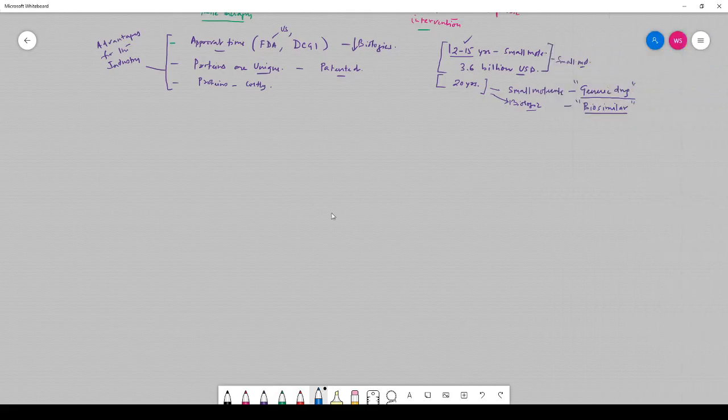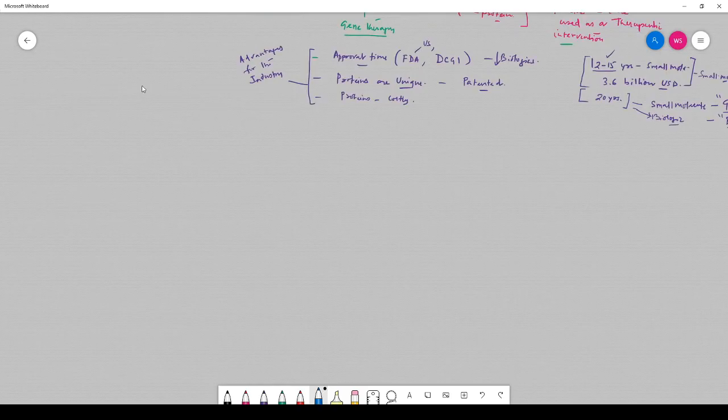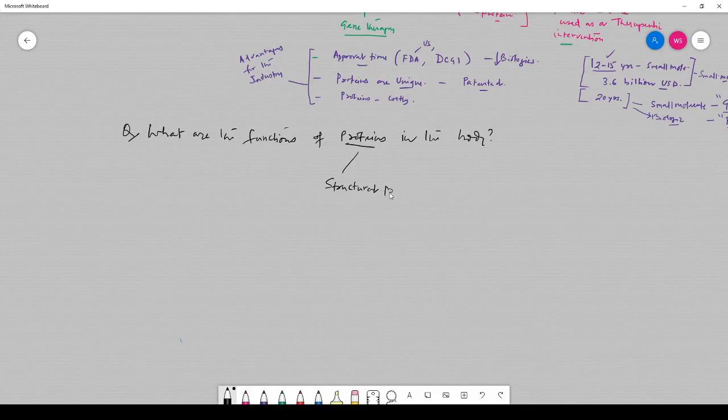Hold on. There are a few other things that I wanted to talk to you about proteins. Let's take it up as a question: what are the functions of proteins in the body? So that's a question for us. Proteins basically have two roles. They play a structural role, so there are structural proteins, and they have a functional role.